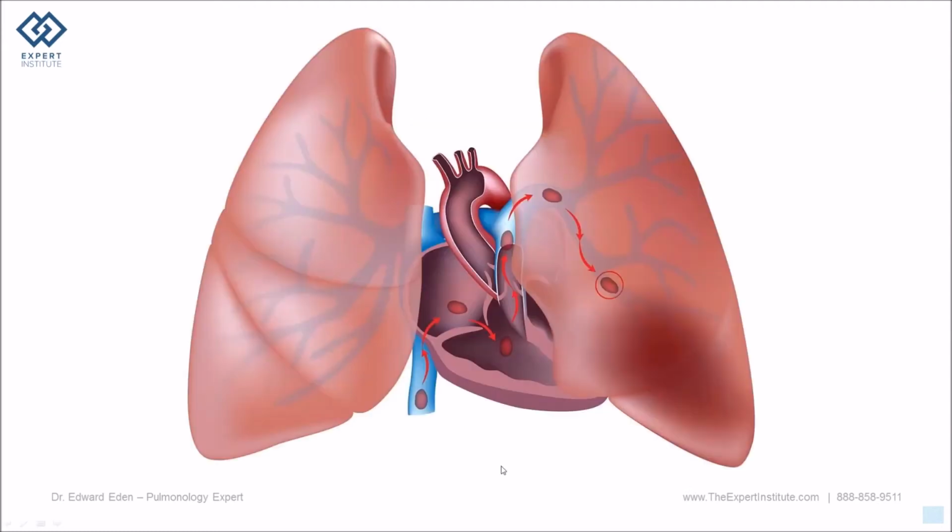So here's a schematic diagram of a pulmonary clot, a pulmonary embolus potential, coming up through the inferior vena cava, through the right atrium, to the right ventricle, and then up into the pulmonary vessels, lodging in the pulmonary arteries. Next slide, please.